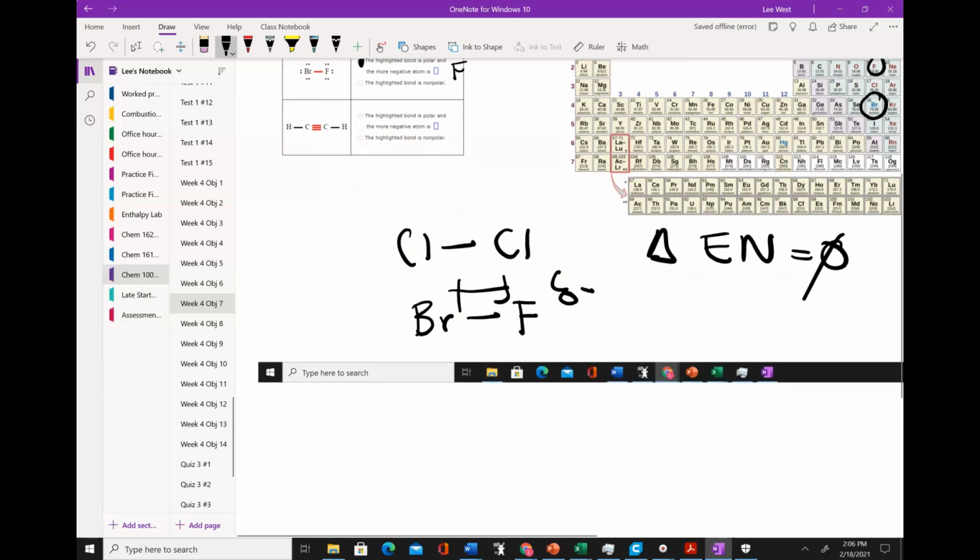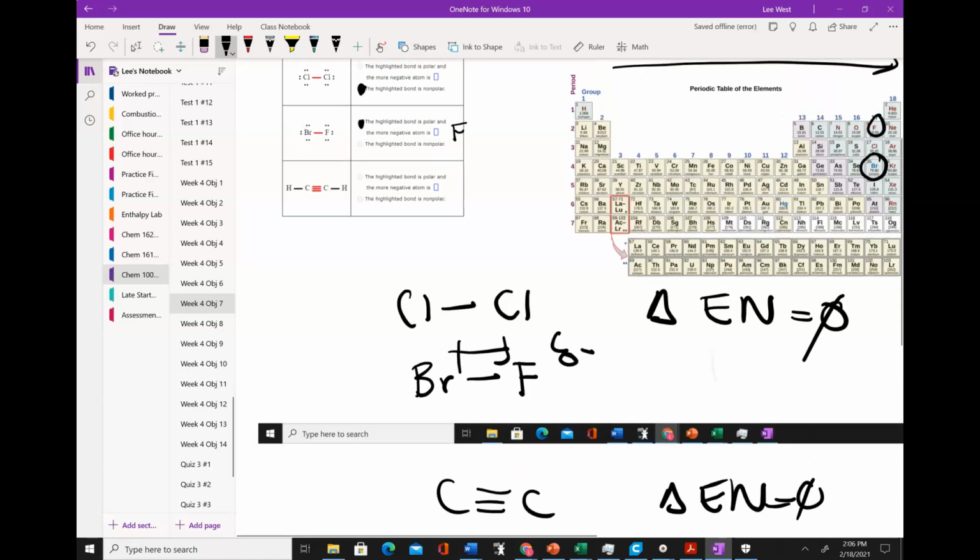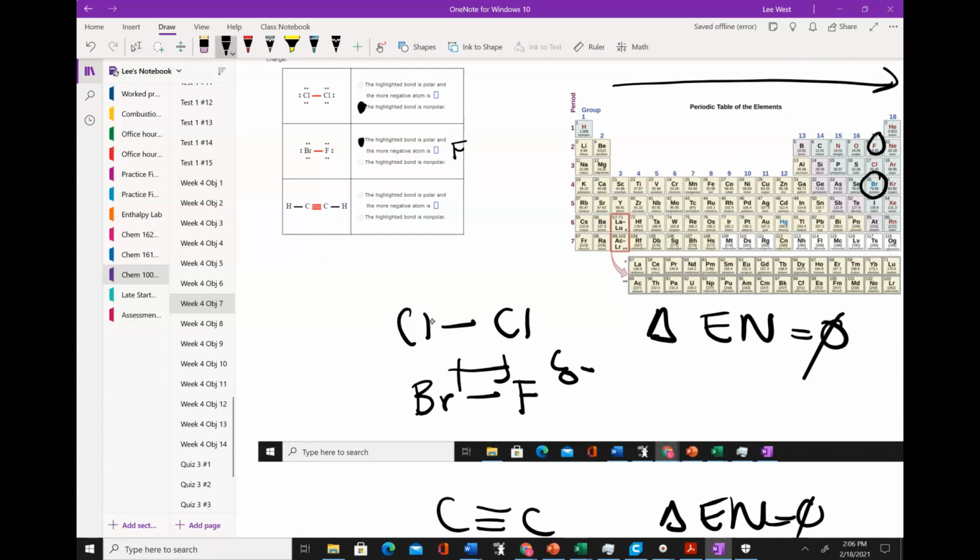Okay, so the next bond, we kind of figured this out now, is the bond between 2 carbon atoms. And obviously the difference in electronegativity there will be 0. So this is going to be a non-polar bond. So the bond between 2 identical atoms is always non-polar.